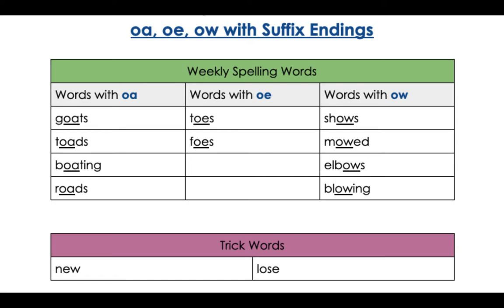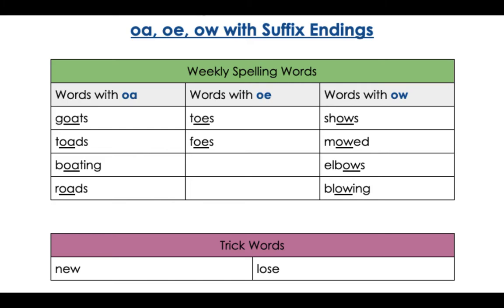Goats. Second word, repeat after me. Toads. Third word, repeat after me. Boating. Fourth word, repeat after me. Roads.